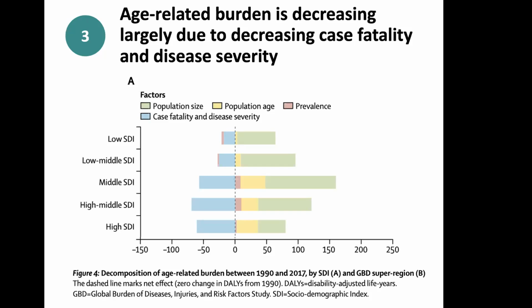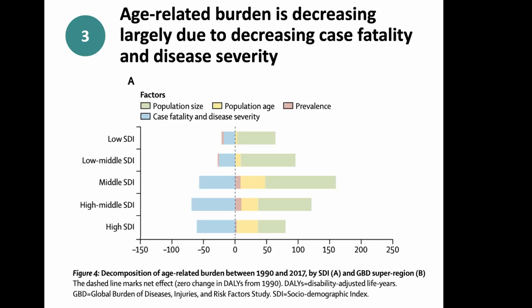What this shows is that for some diseases, the severity has changed quite drastically, and therefore age-related burden has decreased, even though prevalence may be the same. So maybe the same rate of people are getting cancers, but the severity has decreased over time.